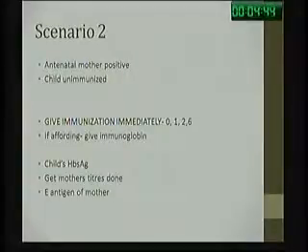And since the child has been unimmunized and the mother was antenatally positive, we have to check the status of the child, get the mother's titers done, and the E antigen of the mother. E antigen is important because if the mother is HBe antigen positive, the seropositivity is more and the transmission risk is more.